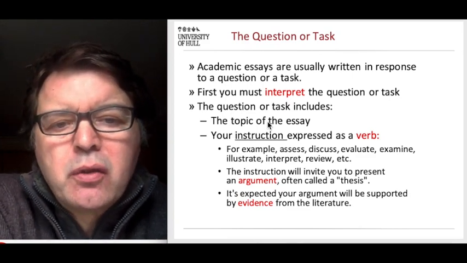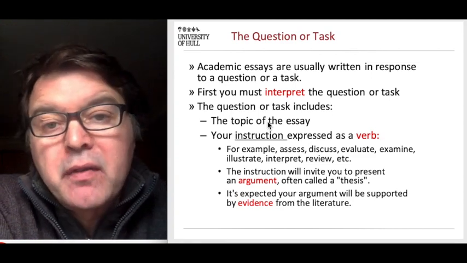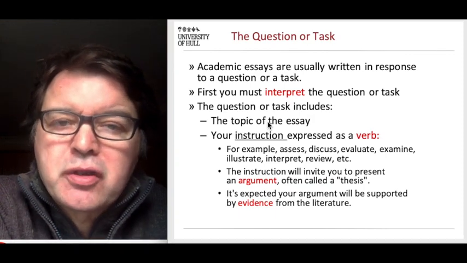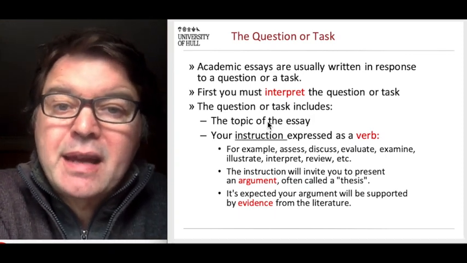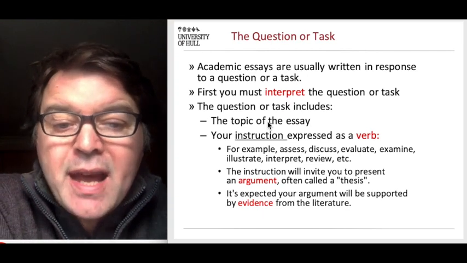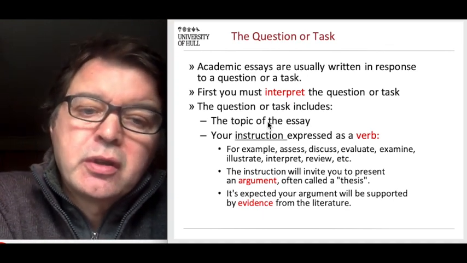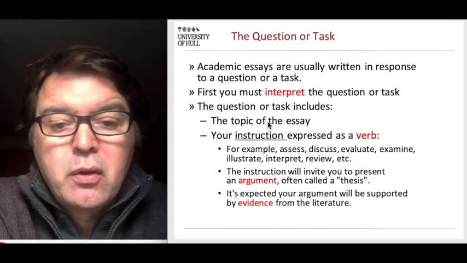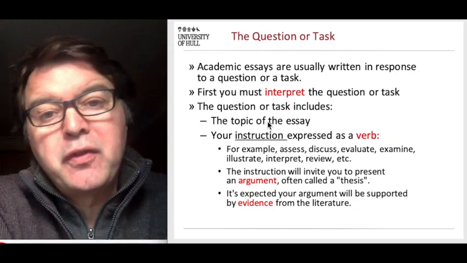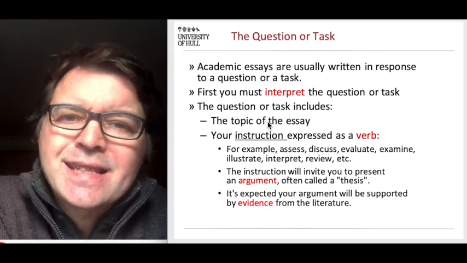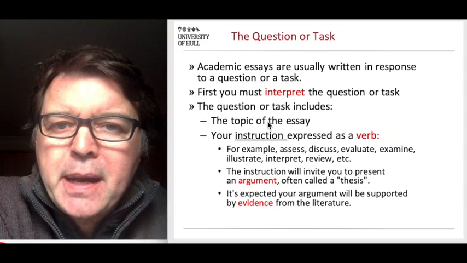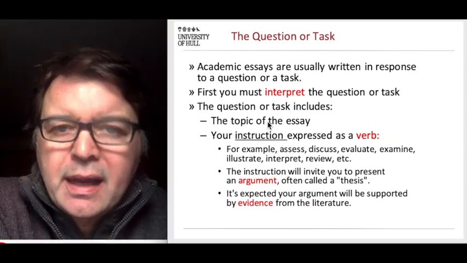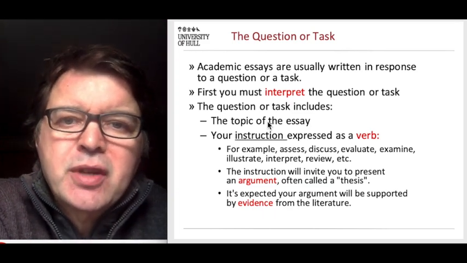Now, the question or task will include the topic of the essay, of course, but it will also include the instruction, which will be expressed as a verb. So, for example, assess, or discuss, or evaluate, or examine, or illustrate, or interpret, or review. So that type of verb. So pay particular attention to exactly what you're being asked to do. And like I said before, if you're not sure, make sure you check that with your tutor.